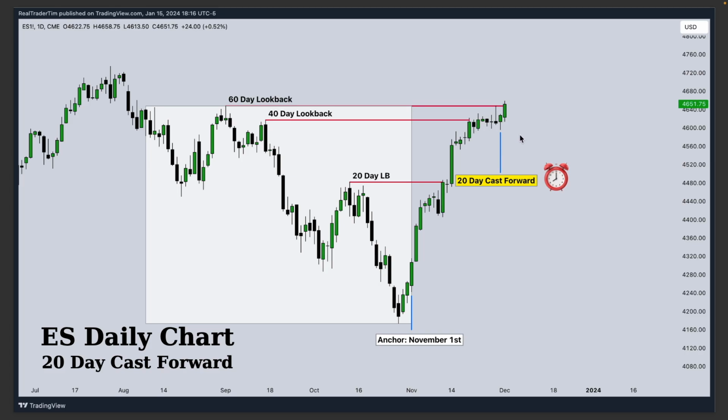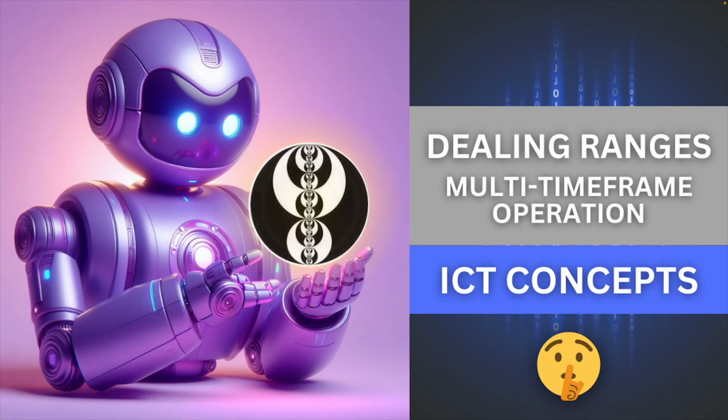For my next video as well, now that we've looked at how to use IPDA and how to find IPDA look back targets and IPDA cast forwards, we're going to go into a more in-depth look utilizing dealing ranges, on how we can really start to form biases, combining dealing ranges and IPDA concepts. Okay, guys, that's going to do it for our lesson on IPDA. Our next lesson will be on dealing ranges, multi-time frame operation.